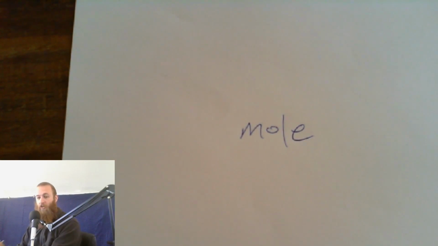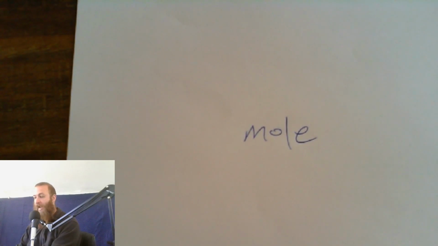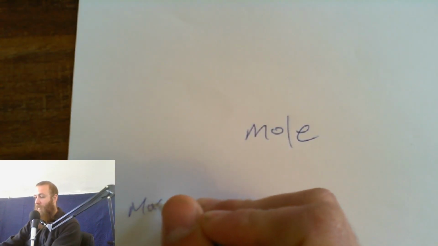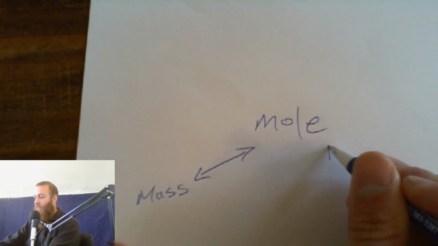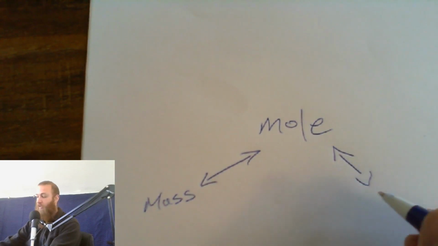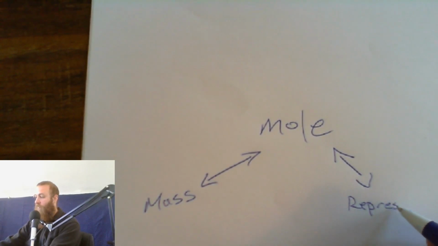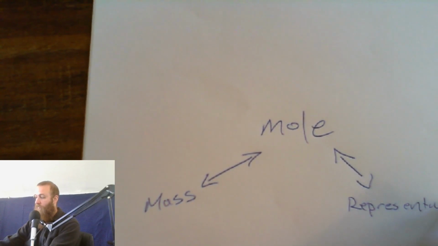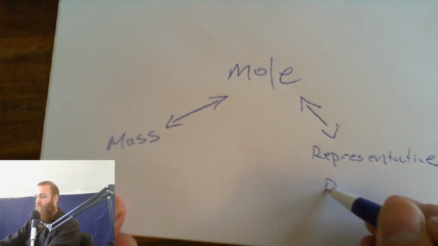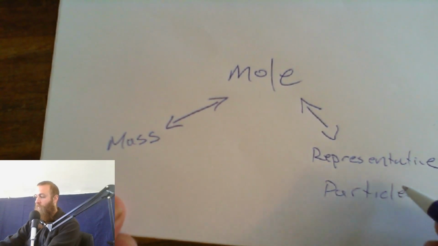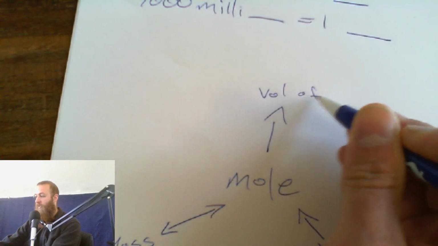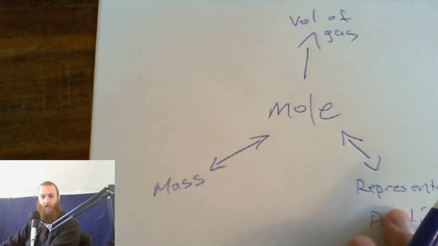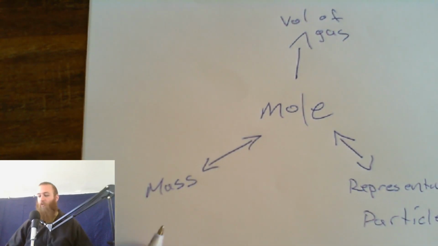Now, the reason why the mole is so useful is because it actually connects 3 different ideas together. Okay? You can have the idea of a mass connected with the mole. You can have, and this will demand some sort of explanation, representative particles, or the volume of a gas. So those 3 ideas make up the mole roadmap, okay?